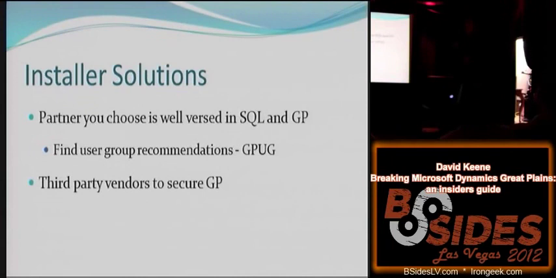You're going to have to use those third parties to secure Great Plains. There's no way around that. And while SA doesn't need to be active after the install, so you can disable it.